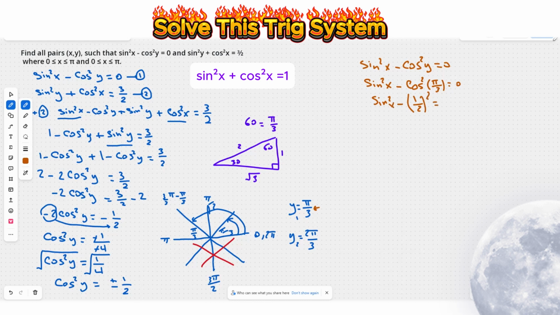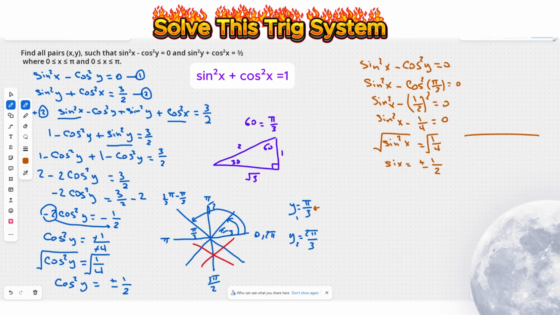equals 0. Sin² x minus 1/4 equals 0. Sin² x equals 1/4, square root both sides, and you'll get sin x equals plus or minus 1/2.